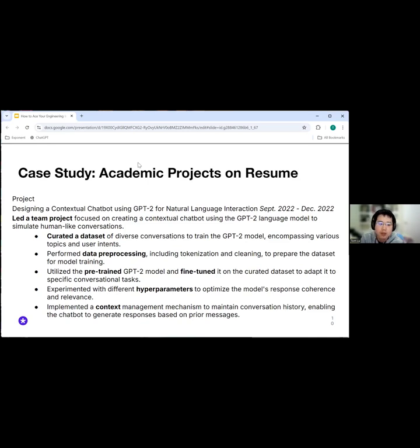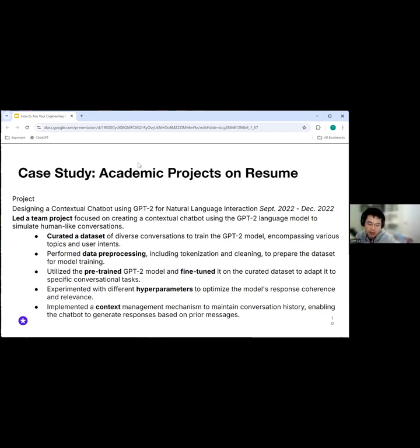For example, in terms of designing a chatbot, right? So what are the important steps? For example, we can say we curated a data set. We did some data processing, data pre-processing. We pre-trained the model and did some fine-tuning. We played with different hyperparameters to optimize the model response. And we can further say we implemented a context management mechanism, right?